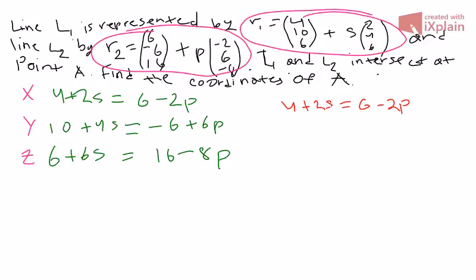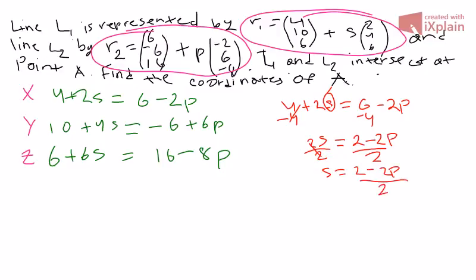Now, we just have to solve a system of equations. First, we'll isolate our s value. 4 plus 2s equals 6 minus 2p. First, we'll subtract 4. 2s equals 2 minus 2p. And then all we have to do is divide by 2. And s equals (2 minus 2p) over 2. However, this can be further simplified by dividing both values by 2, and we'll end up with s equals 1 minus p.